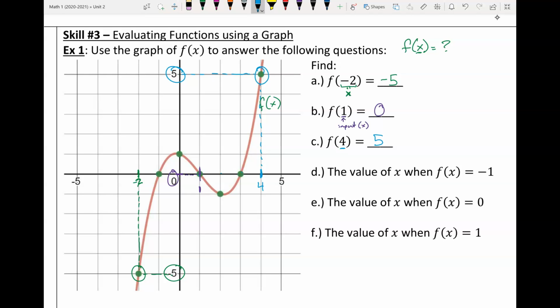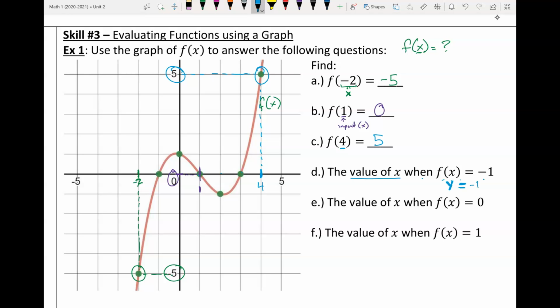All right, D, E, and F take the same idea but go backwards. This time it says find the value of x when f of x equals negative 1. Now remember, f of x, we learned right at the beginning, means y. F of x is always replaced with y. So this means, what is the value of x when y equals negative 1?